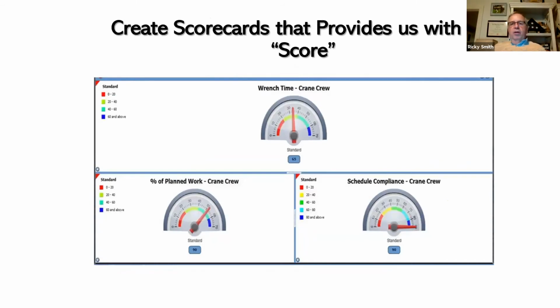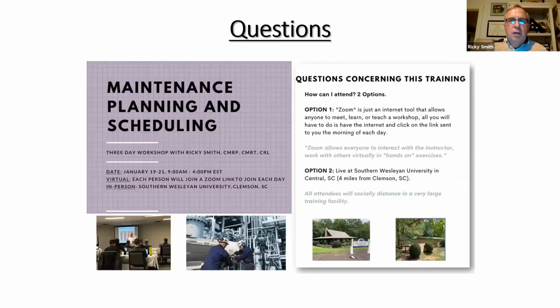Create scorecards that provide us with a score. I like having dashboards on a screensaver. You can have them up on a big screen in your maintenance shop. You need to give people the score in the game, and people need to see it. So here we have wrench time for the crane crew. This one was created a long time ago. We're in amber right there. Percentage of planned work by the crane crew is about 50. Then schedule compliance was about 90%. Looks pretty good. All right.